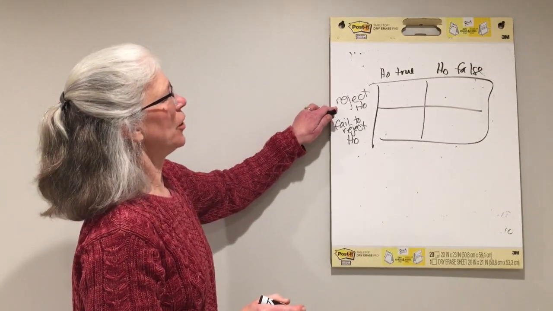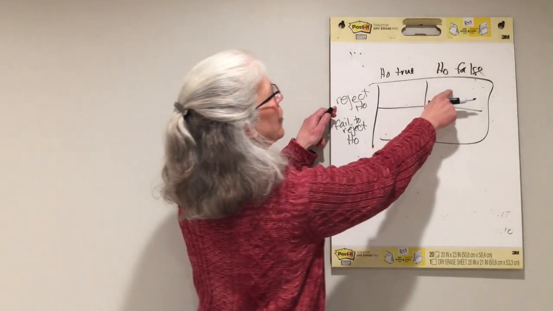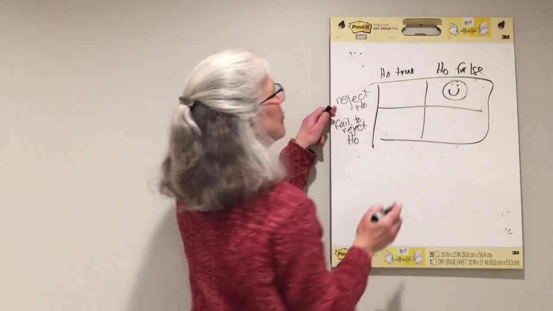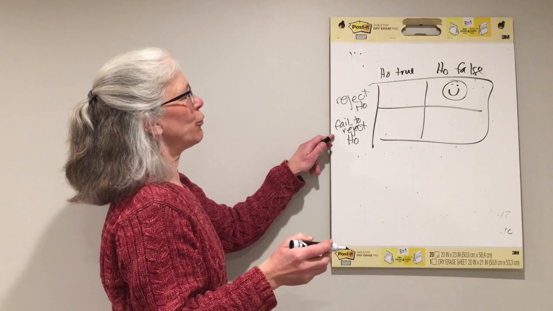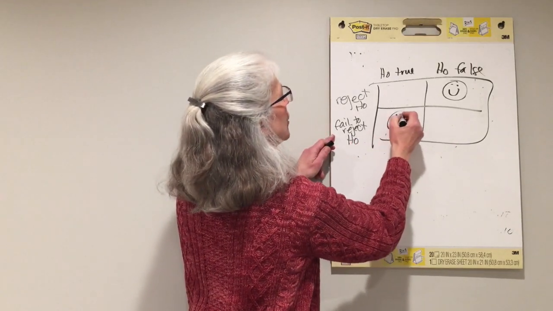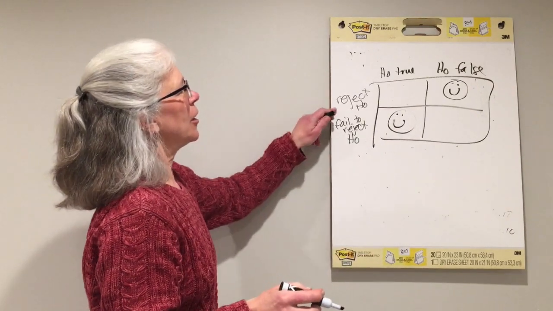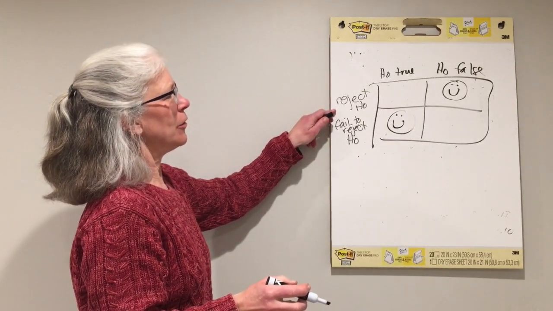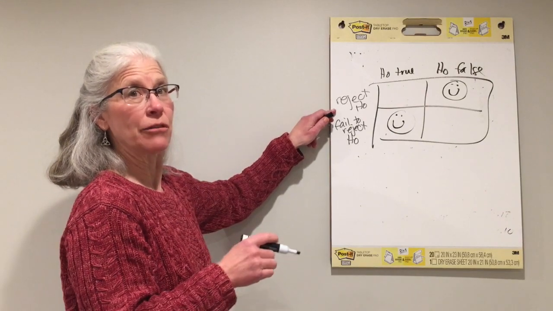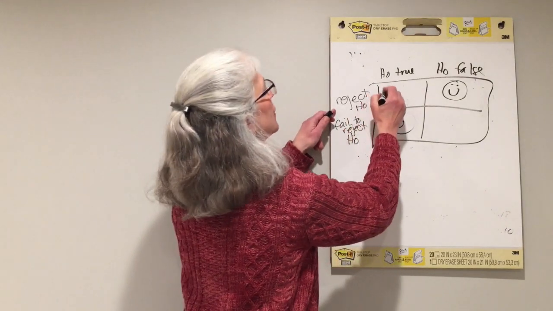Well, if we reject the null when the null hypothesis is false, we have made the right decision. If we fail to reject the null, if we accept the null when the null is true, again, we've made the right decision. But if we reject the null when we should not have, because the null is actually true, we've made a mistake. We've made an error. And that is called a type 1 error.